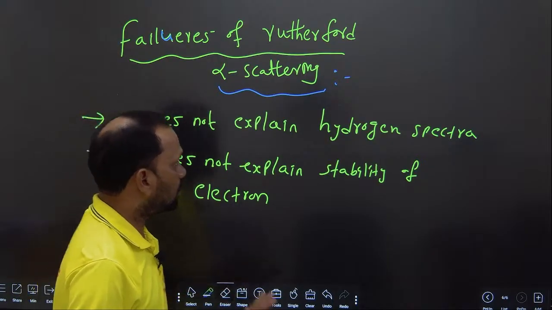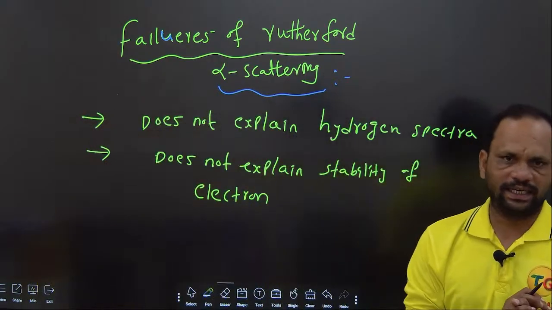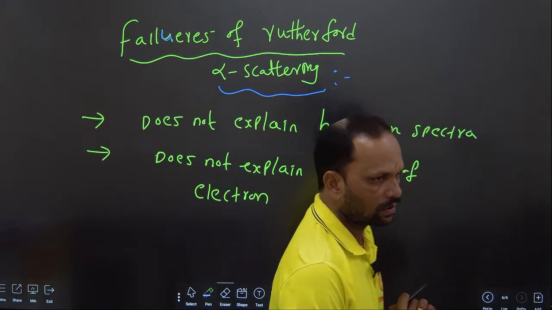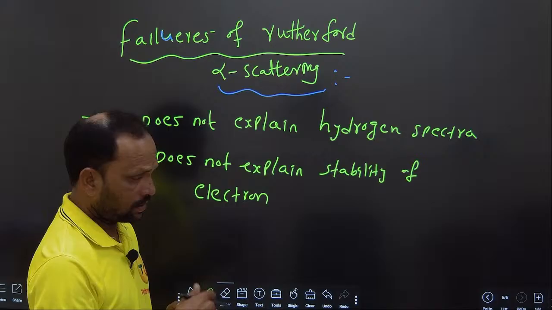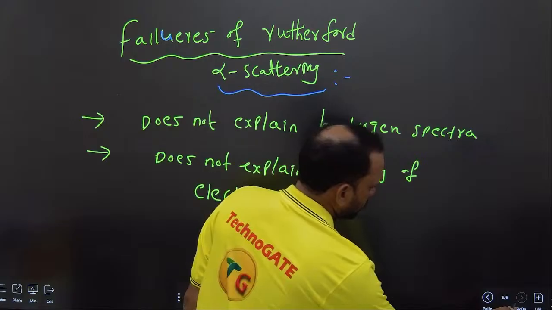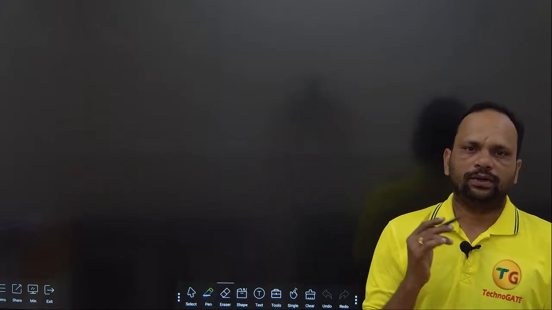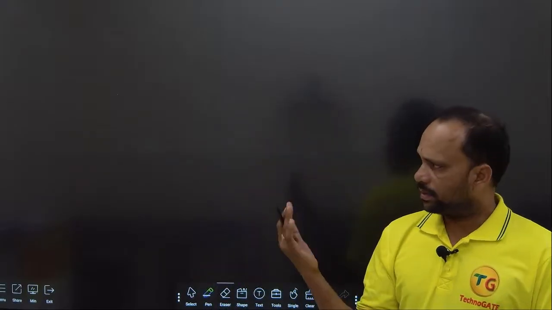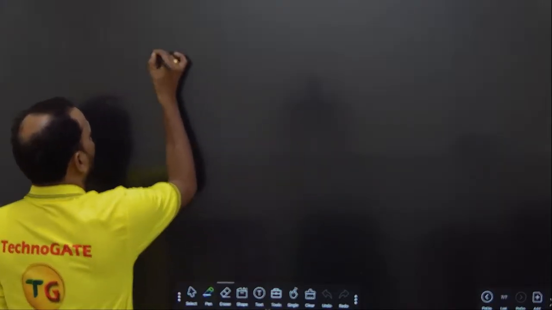So this is about the Rutherford alpha scattering. We will discuss problems on the Rutherford alpha scattering in later videos. Next, there is another model to explain the stability of the electron, the hydrogen spectrum, and the energy of the electron. There are so many parameters, and all those parameters are explained in the next model, that is Bohr's atomic model.